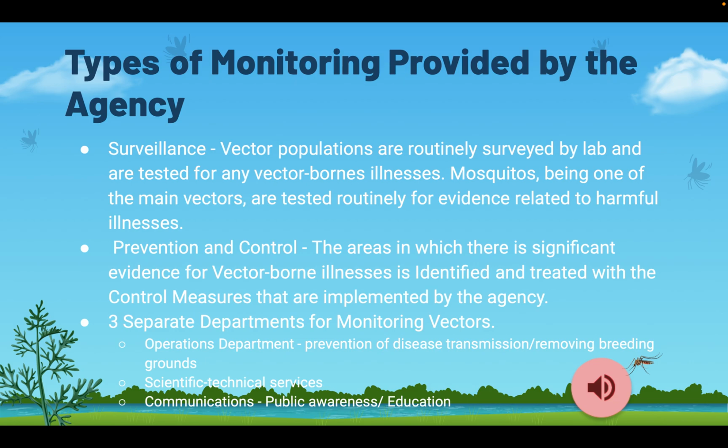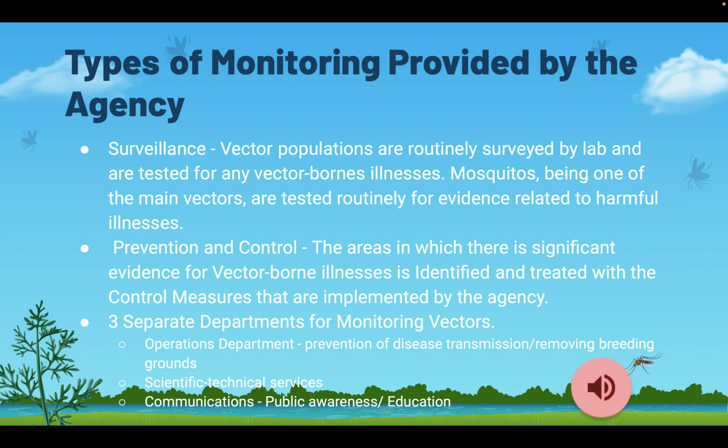And they have three separate departments for monitoring the vectors, the first one being the operations department, which is the prevention of disease transmission and removing breeding grounds, as I mentioned earlier. Scientific technical services, which is the different testing programs for the vectors and the hosts, such as the mosquitoes being the vectors, arthropods, and the host being the birds or any possible animals that can transmit the disease.